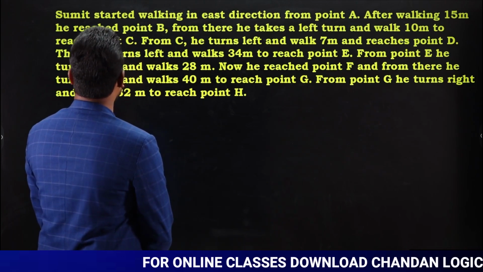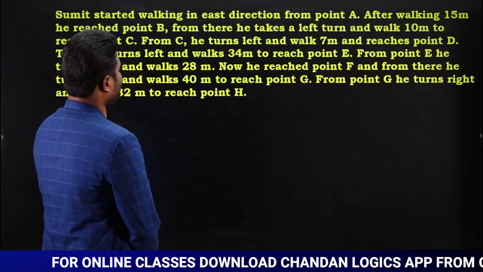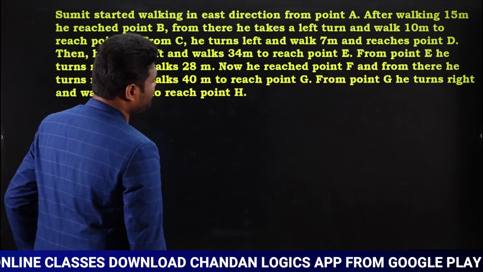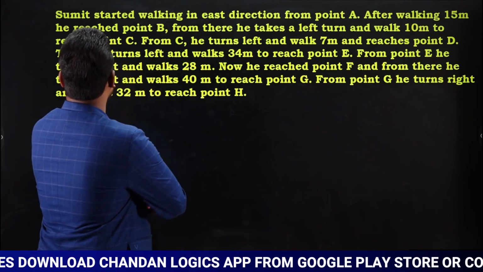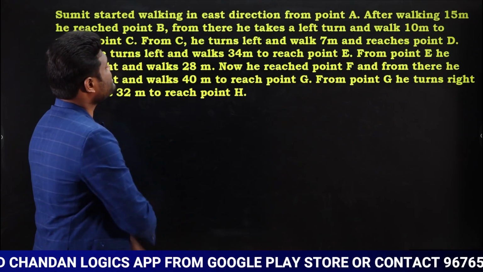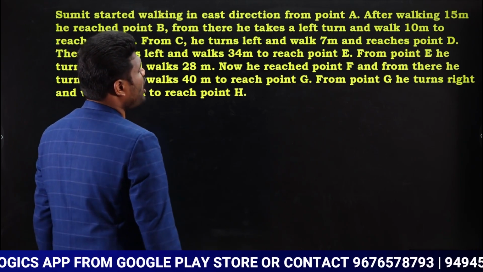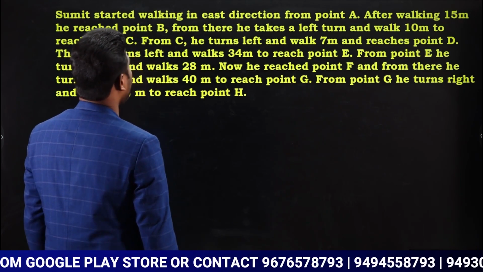In this question it is said that Sumit started walking in east direction from point A. After walking 15 meter, he reached point B. From there he takes left turn and walks 10 meter to reach point C.